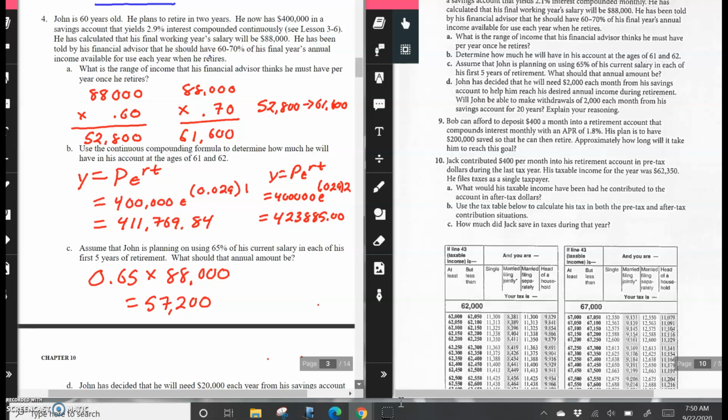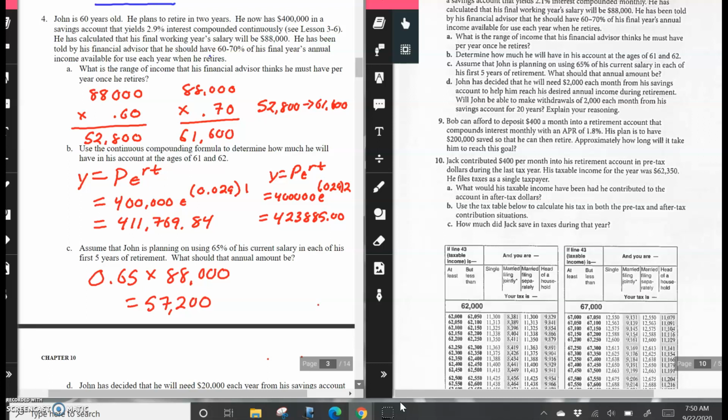And then after 1 year is your T value. So when you multiply all that out, you're going to get $411,769.84. Okay, that's for your first year. Now after your second year, the only thing that changes in your formula is T. T becomes 2 because you're talking 2 years down the road to retirement. So after 1 year, that's how much he has. After 2 years, he'll have $423,885 in his retirement.